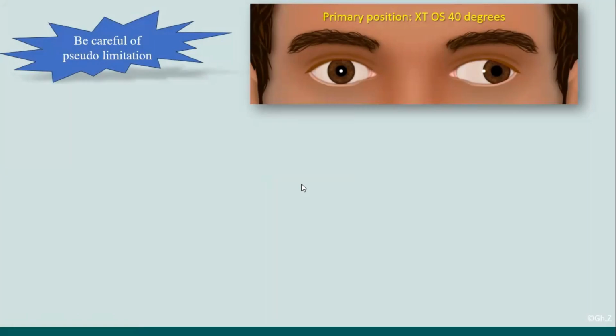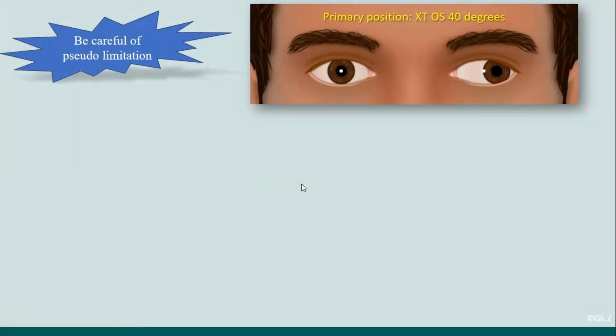Imagine this is a case of exotropia, like a large exotropia. Here I wrote XT, the abbreviated form for exotropia. What's the meaning of exotropia? Like manifest divergent squint. OS means left eye. And here I wrote 40.